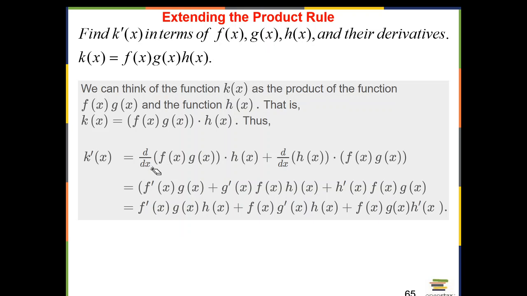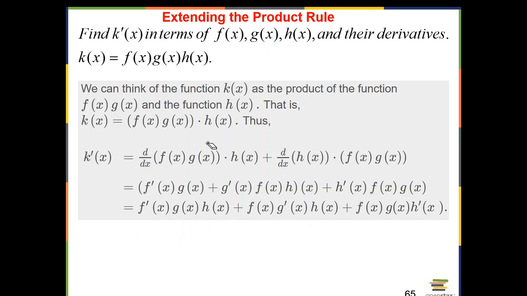And now, the prime of these 2 is a product itself, right? So we can do that now. The prime of these 2 would be f prime g plus g prime f. And the prime of h would be h prime, and then multiply by that, right? And then when you simplify it, you end up with what?